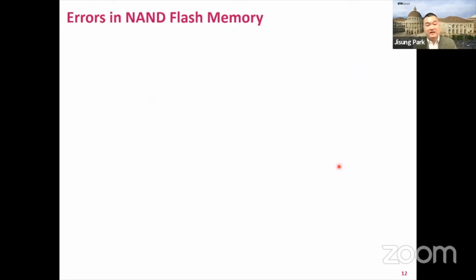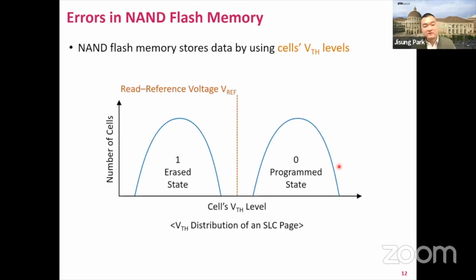Then why does the read retry happen? In fact, read-retry is essential to guaranteeing data reliability of modern NAND flash-based SSDs. So this shows the threshold voltage distribution of a page. For a recap, the x-axis indicates a cell's threshold voltage level, and the y-axis indicates the number of cells that have a certain threshold voltage level. So for example, a coordinate x, y means that the page has y cells whose threshold voltage level is x volt.